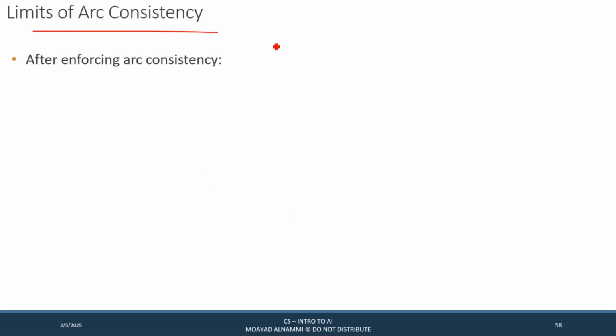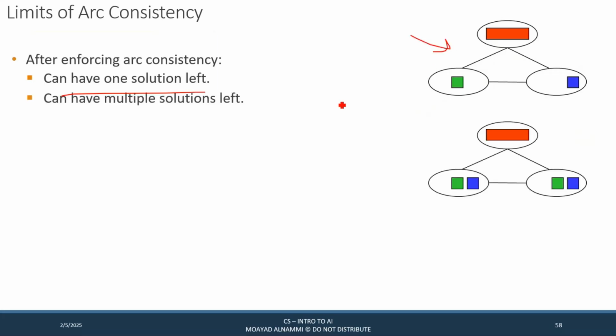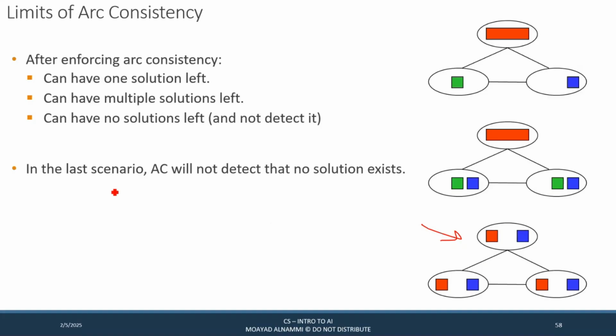There are limits to arc consistency. So after applying arc consistency, you can have one solution left, like in this situation. You can have multiple solutions left, like in this situation. And you can have no solutions left and not be able to detect it. So in this situation, because all these three variables are intertwined together in binary constraints, if we have an inequality constraint, like this was graph coloring, there is no solution in this situation. But AC3 will not be able to detect this. And if you wanted to detect this, you need to apply a stronger notion of consistency.